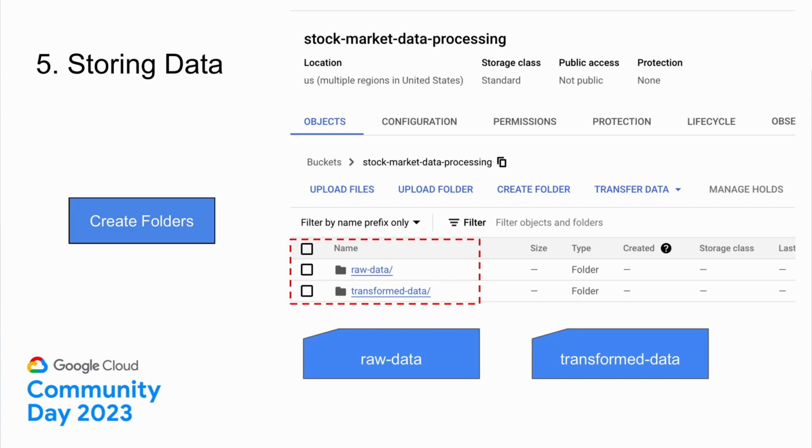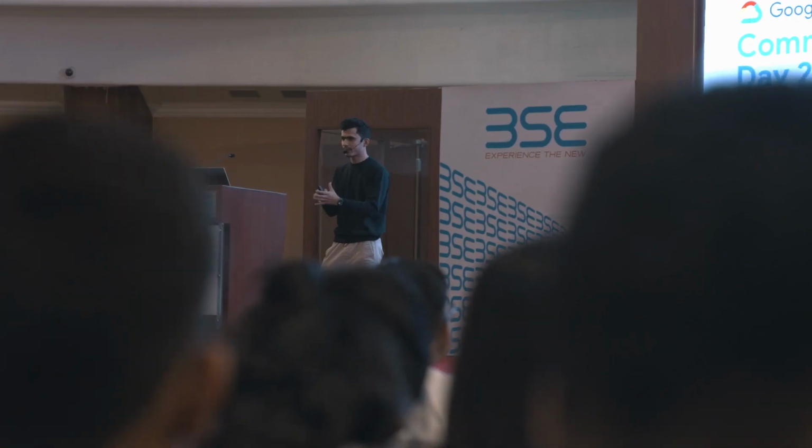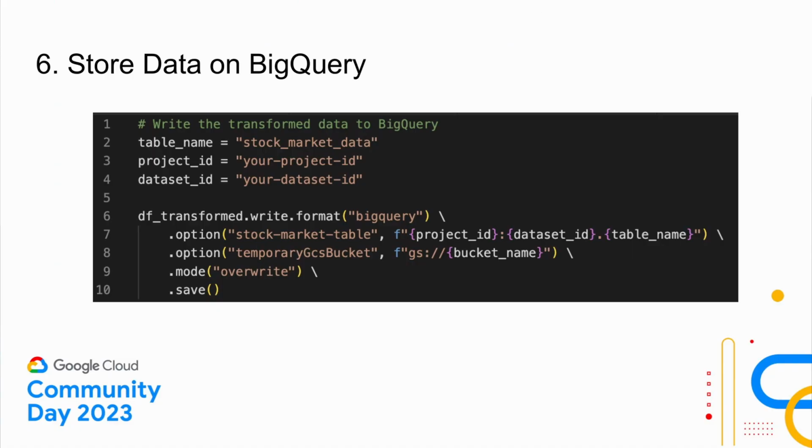After that, we go to Dataproc, we write our code in Spark and try to transform that raw data and put it in the transformed location. So this is how the actual data engineering pipeline works in the backend. You take data, you put it in the proper location, and then you transform it based on your requirement. And then we can put our data onto, let's say, BigQuery and write some SQL queries.